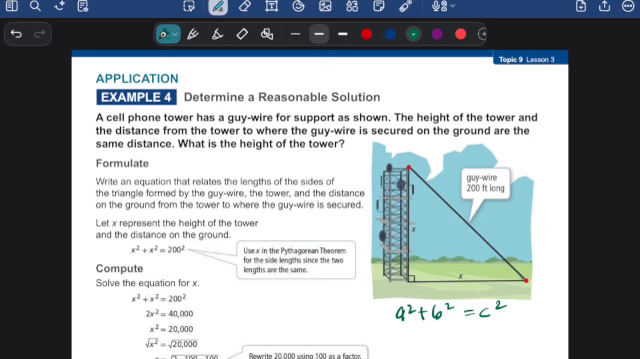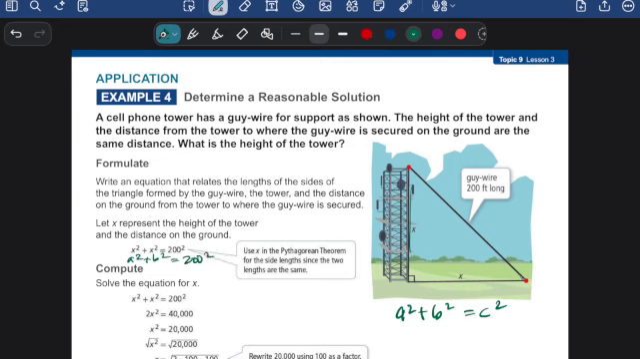A cell phone tower has a guy wire for support as shown. The height of the tower and the distance from the tower to where the guy wire is secured on the ground is the same distance, so that's why they're both labeled x. What is the height of the tower? So we're solving for x. So again, setting up our Pythagorean theorem, a squared plus b squared equals the guy wire, the hypotenuse is 200, so that's what they did.